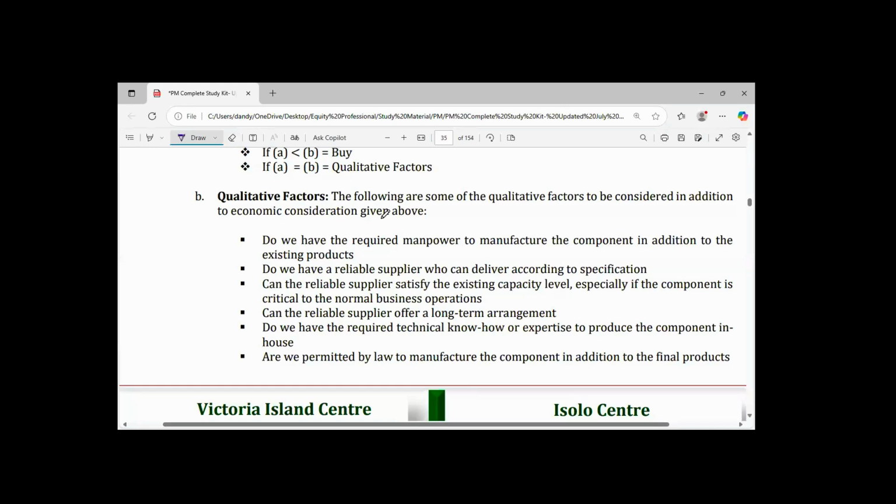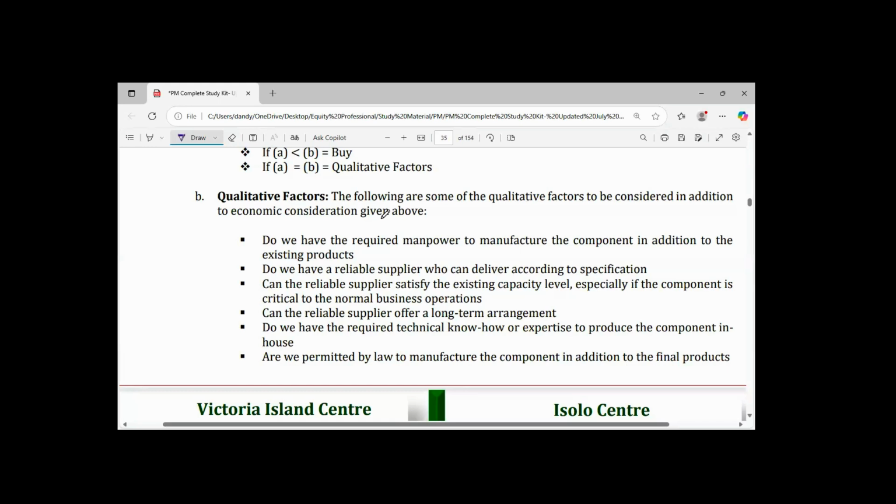The second factor to consider on the perspective of the supplier is, do we have a reliable supplier who can satisfy the existing capacity level, such that any quantity of the component that is required is what will be delivered? So not that if you say, for example, you need 100,000 kilograms of the component, the supplier will tell you that, please, I will bring 60,000 now, then a balance of 40,000 will come in the next few hours or few days. No. So you must ensure that you have a reliable supplier who can satisfy your existing capacity level. Okay. So these are some of the factors that you need to take into consideration.